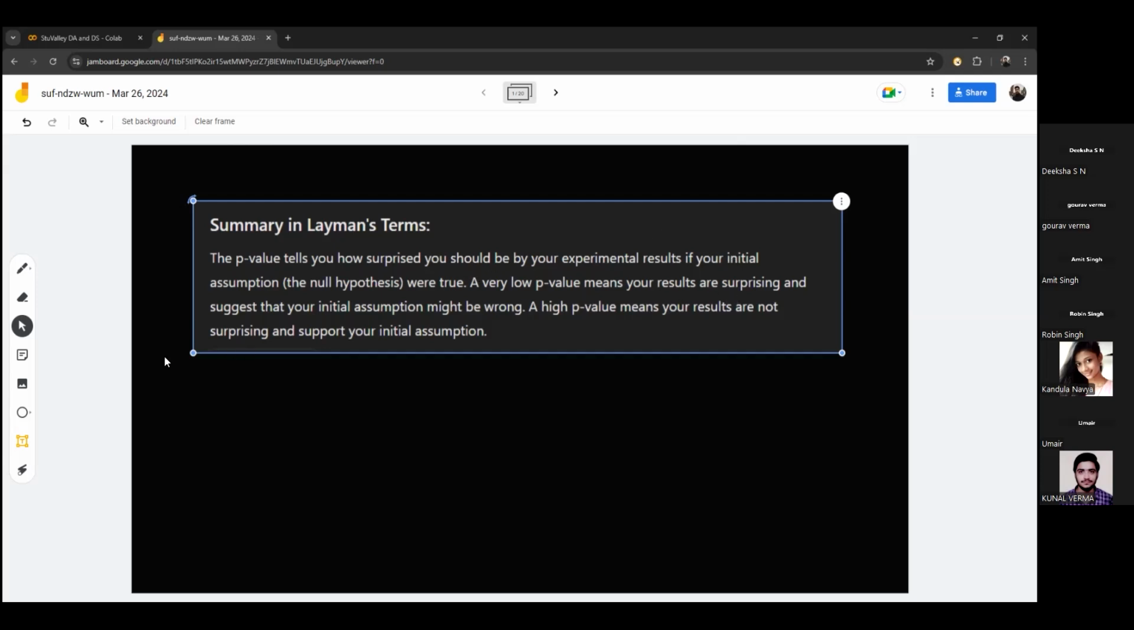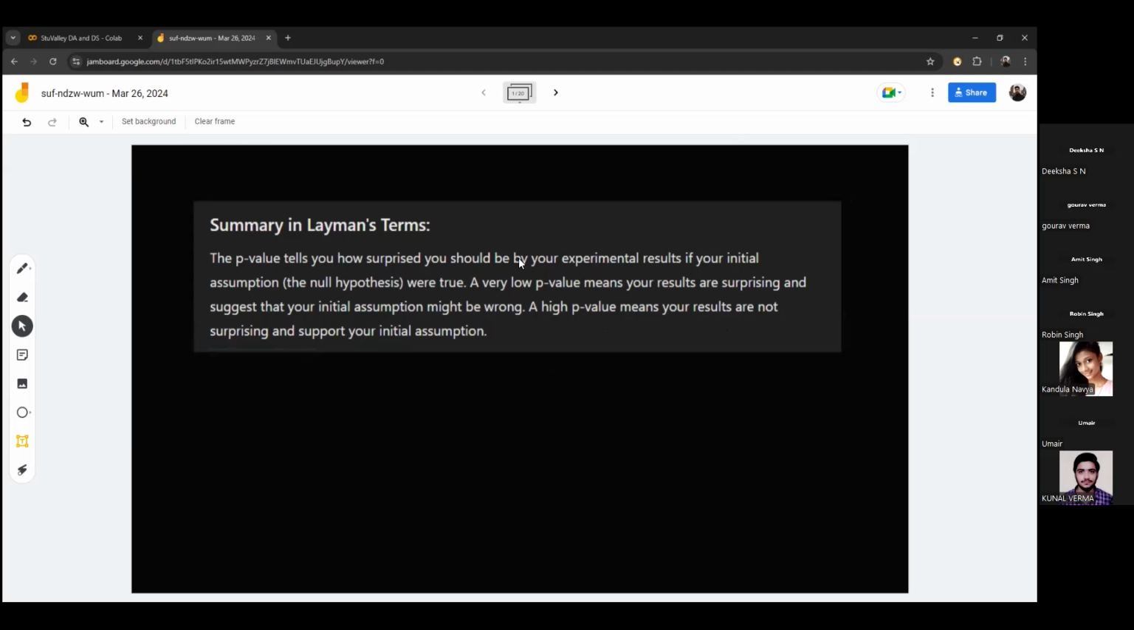Means your results are surprising and suggest that your initial assumption might be strong. तो आप कह सकते हो जो आपका null hypothesis है, the more will be the p value, the more it will support our null hypothesis, right? The high p value means your results are not surprising and support your initial assumption, right? जितना ज़्यादा होगा उतना ज़्यादा better null hypothesis के लिए.